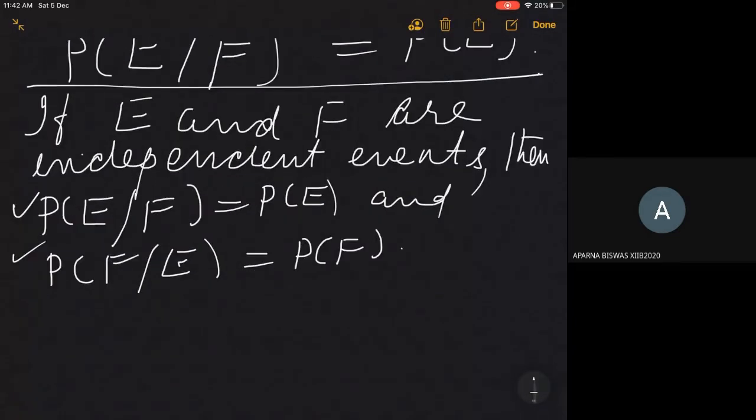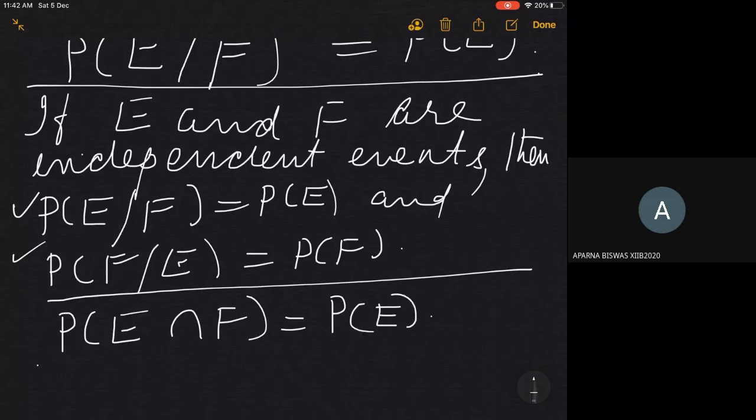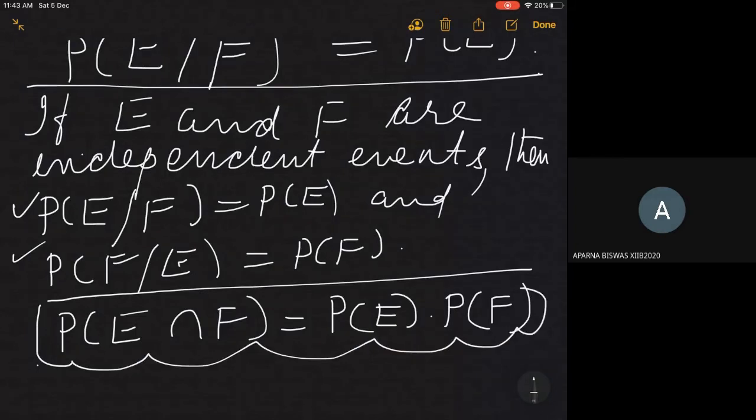So, if you apply the multiplication theorem, P of E given F is the same as P of E, then what is P of E intersection F? In the multiplication theorem, we know that it is P of E into P of F given E, and P of F given E is the same as P of F. So this is a mathematical way of proving that two events are independent.